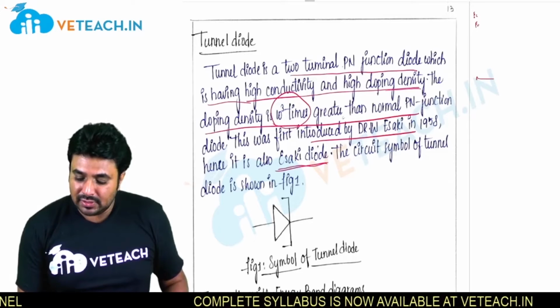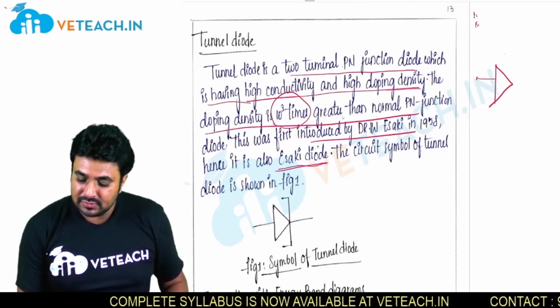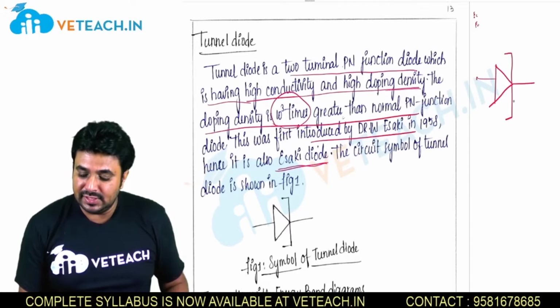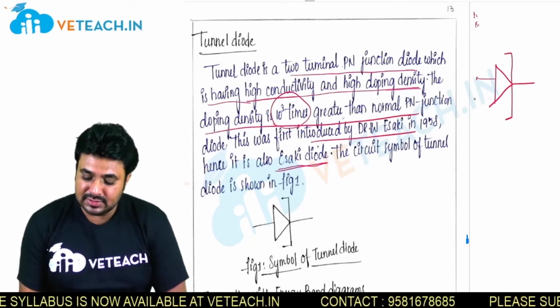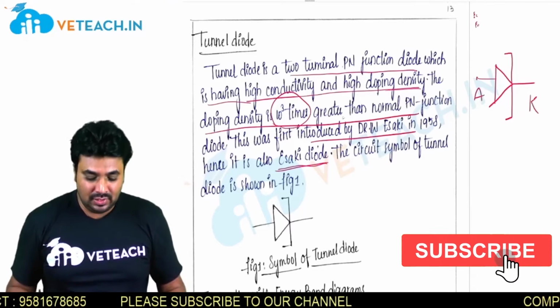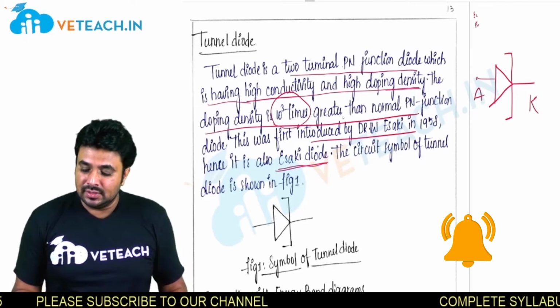The symbol of the tunnel diode is like a normal diode but with a little difference. It indicates a T. So this is called the tunnel diode symbol, and this is the anode and this is the cathode, like a normal diode. Now the working of the tunnel diode is quite different from the normal diode.